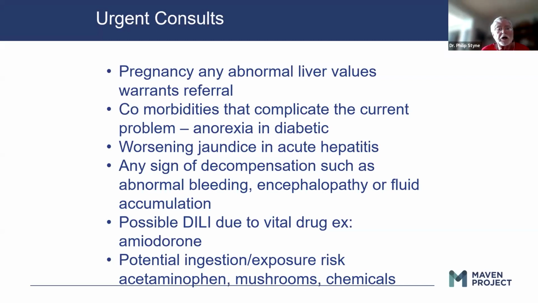Comorbidities, especially in acute hepatitis. You'll see a patient, a diabetic, with acute A. They can't eat. Their diabetes is all over the wall, crazy, out of control. They can be a real handful. Worsening jaundice and acute hepatitis.